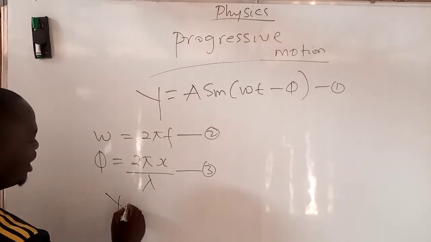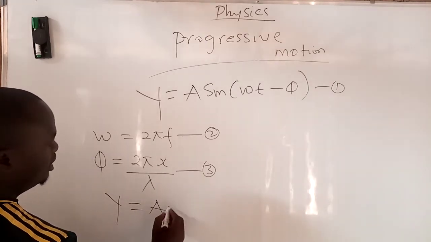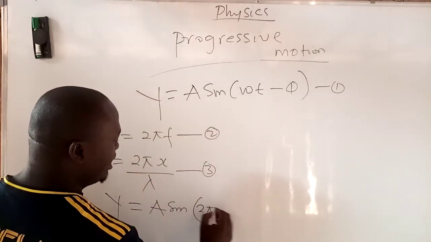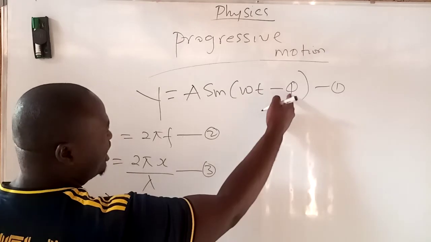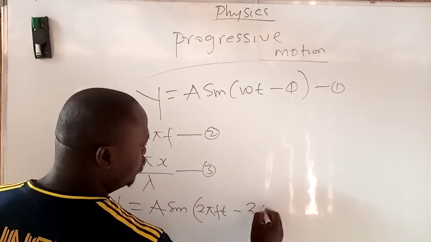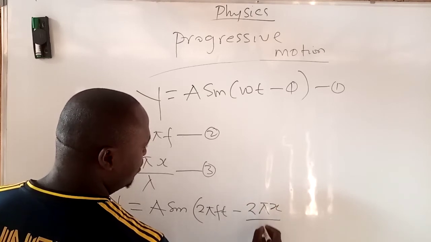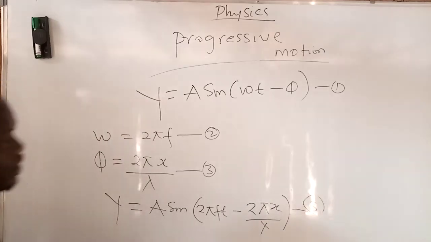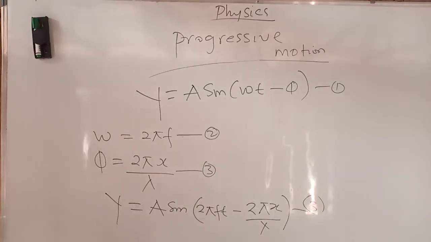You will now have that y is equal to A sin of ω, which is 2πft, minus, rather than putting the phase angle, I will replace it and put what? 2πx all over what? λ. Right? And this will be my equation 3. Are you with me? Good. Now, we're going to have to continue.